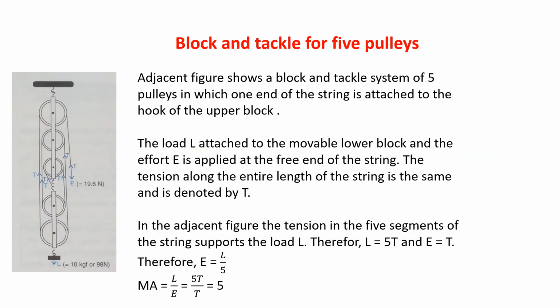This is a block and tackle system for 5 pulleys. Let us see the figure. In this figure, you can see there are two blocks. This is the upper block, and this is the lower block. In the upper block, there are 3 pulleys which are fixed pulleys. And in the lower block, there are 2 pulleys which are movable pulleys. So in total there are 5 pulleys.